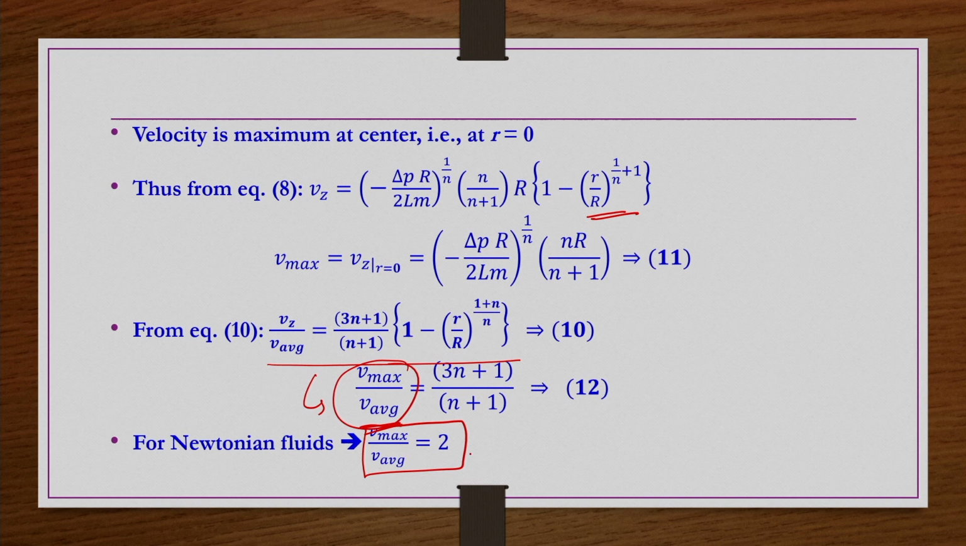So V max by V average is equal to 2 for the Newtonian fluid, but it is not equal to 2 for shear thinning or shear thickening fluid; it is different and depends on the n value. That means the velocity profile is going to be different. We are not going to get a parabolic profile for shear thinning and shear thickening fluids flowing through pipes; we get a parabolic profile only for Newtonian fluids. So how do the profiles look for shear thinning and shear thickening fluids? That is what we have to see now.